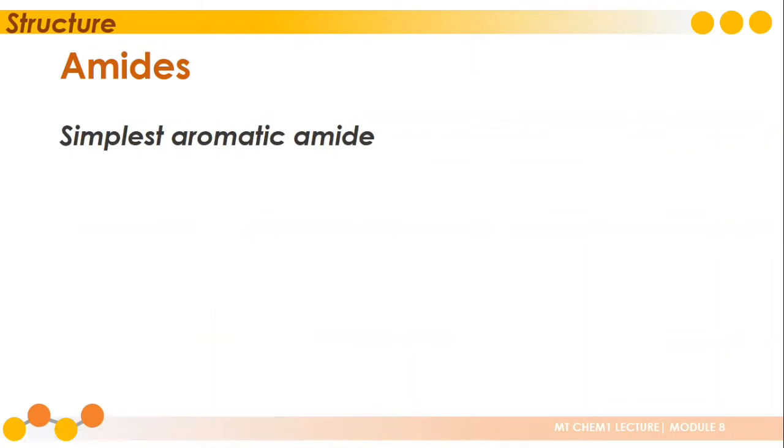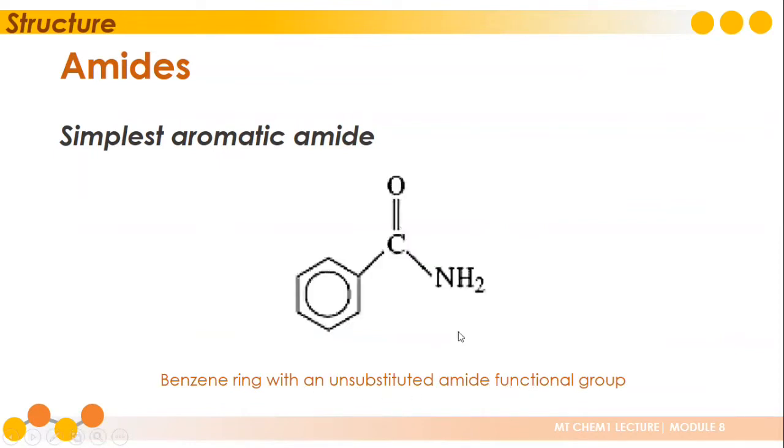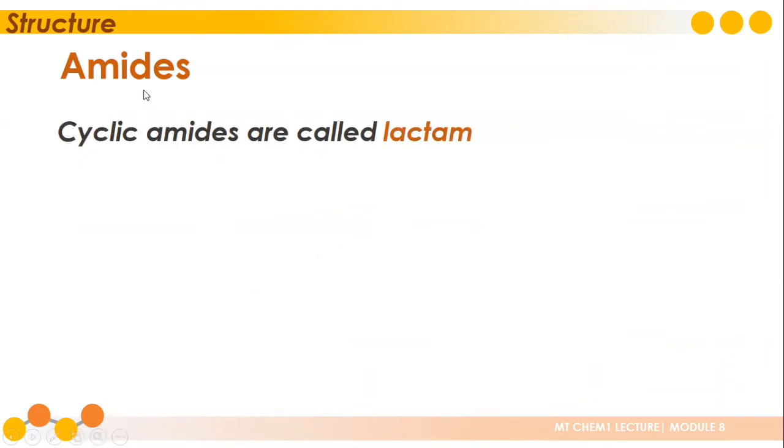Next that we have is the simplest aromatic amide. So this one is a benzene ring with an unsubstituted amide functional group. As you can see, an unsubstituted or primary amide has two hydrogen atoms attached to it. And then we have here a benzene ring. Now in amides, unlike in carboxylic acids wherein they cannot exist in cyclic forms, cyclic amides are possible and they are what we call lactams.